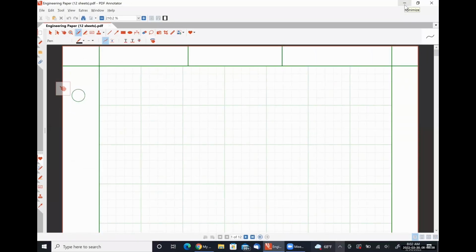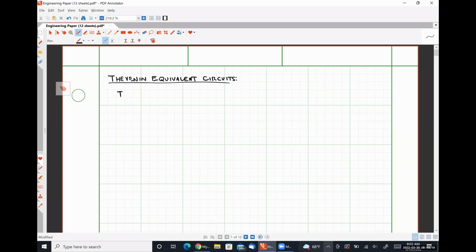So what we are going to be talking about today is the concept of Thevenin and Norton equivalent circuits. And we're going to start with Thevenin equivalent circuits. All right, so Thevenin's theorem.